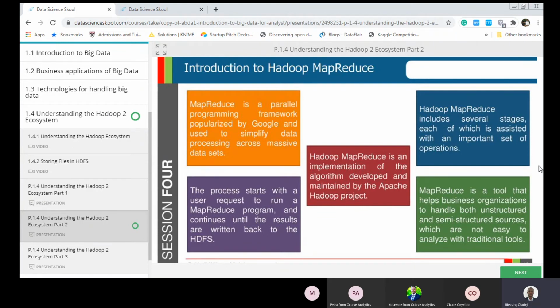Now, the other component is called MapReduce, and what MapReduce does is that it's an algorithm. What that algorithm does is that it splits a job into smaller jobs, or it splits data into smaller chunks so that it can be distributed across the disk.